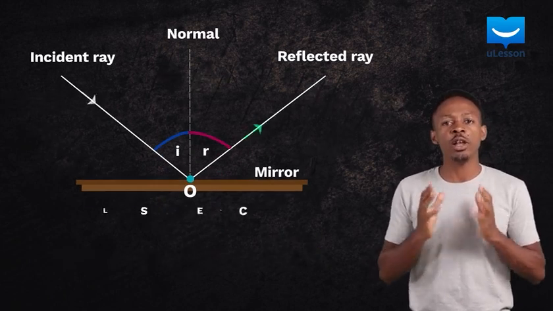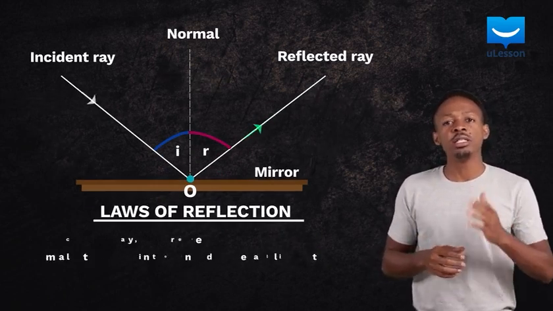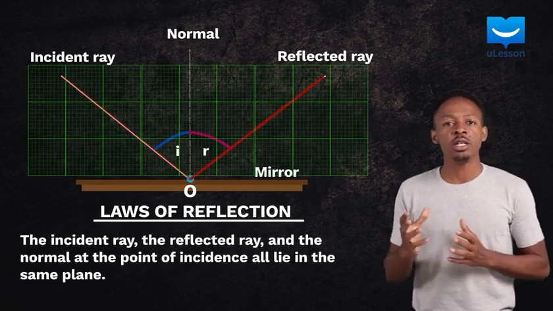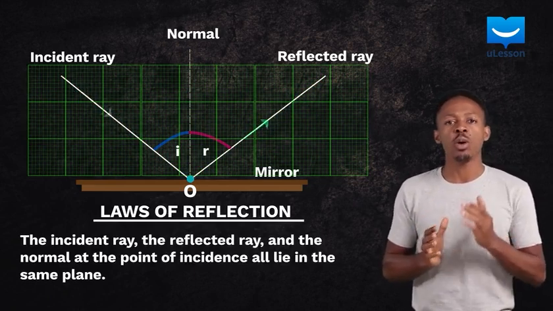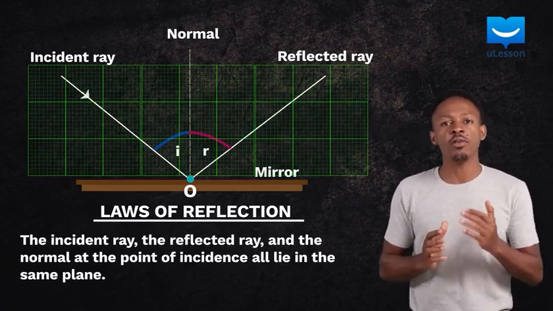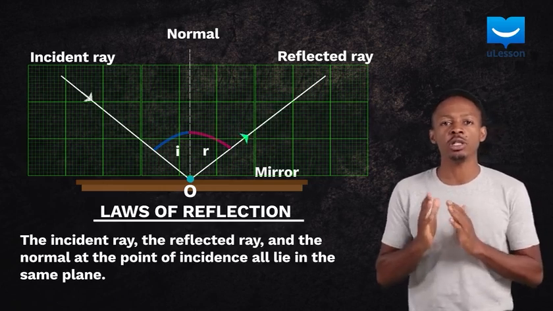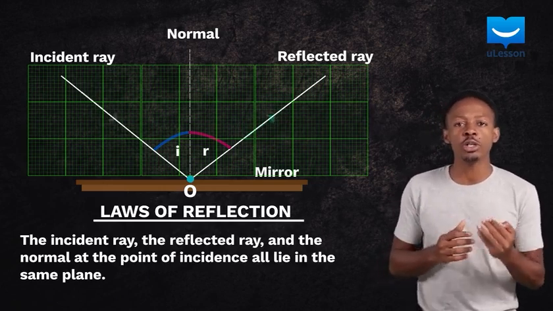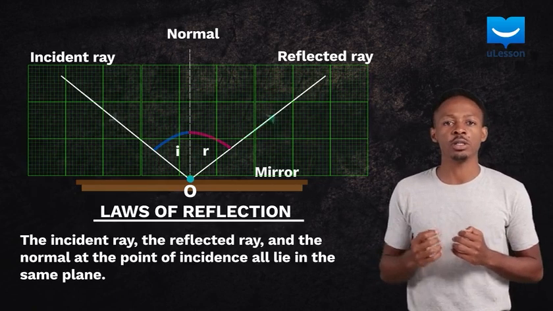The laws of reflection state two things. First, the incident ray, the reflected ray, and the normal at the point of incidence all lie in the same plane. What this means is that the ray of light does not change direction and leave the initial plane that it was in. That is to say, its motion can be completely described in two dimensions.